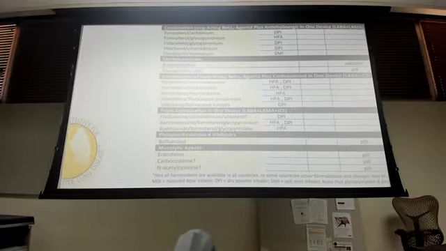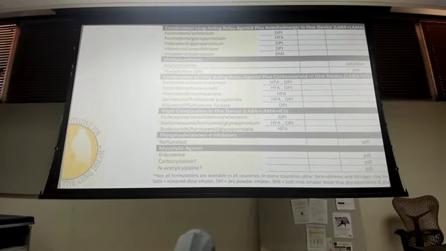Phosphodiesterase 4 inhibitors, or your PDE4 inhibitors. We have one, your roflumilast, and then your mucolytic agents. These are just things that are trying to help with that mucus, because remember we said that they're going to have a buildup of the mucus. So this is just trying to help with that.